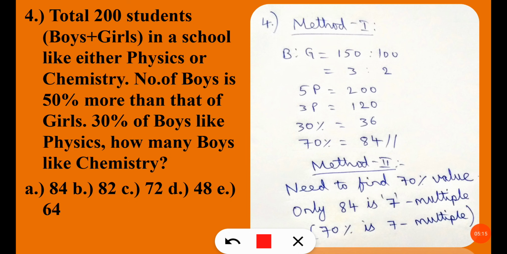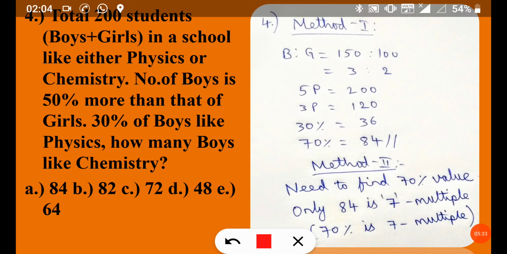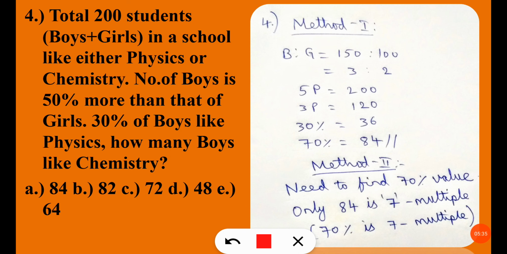In a school there are 200 students. Out of that, boys are 50% more than the girls. That means boys will be 150% and girls will be 100%. The ratio will be 3:2. 3 plus 2 equal to 5 parts. 5 parts value is given as 200 in the question itself. And 3 parts will be boys value.